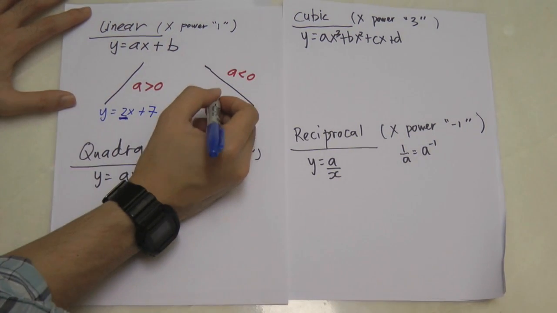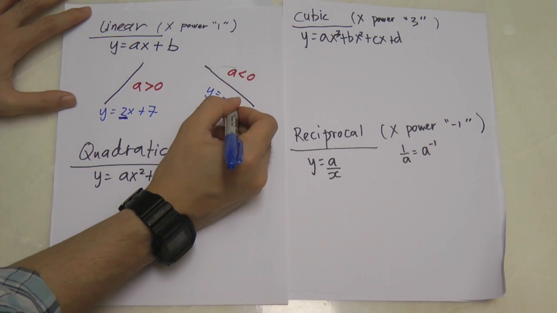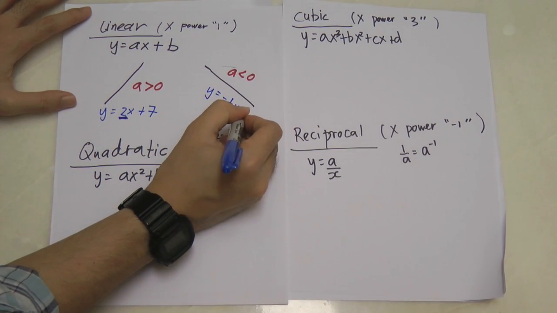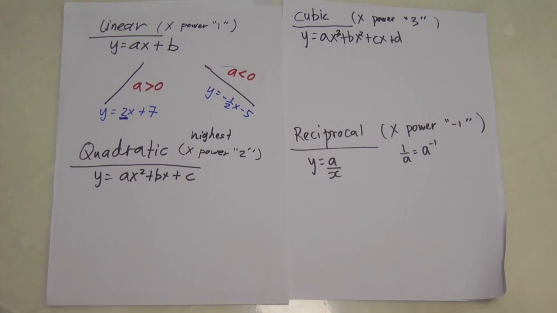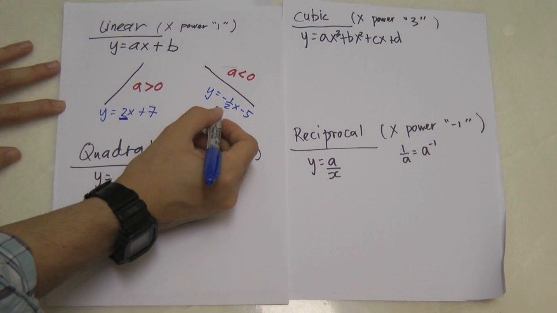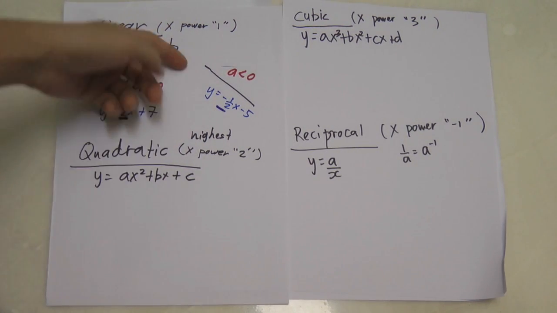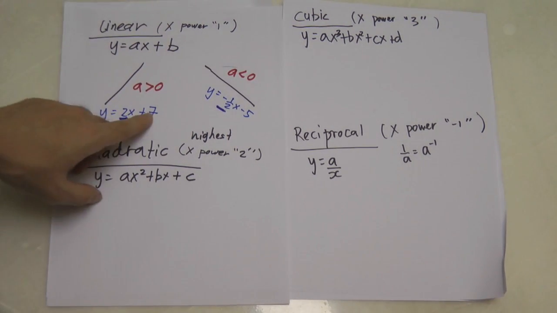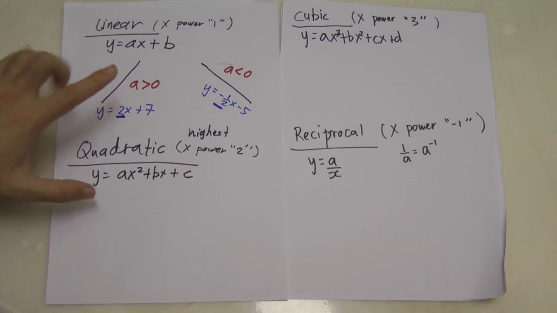For this one, let's say y equals negative 1 over 2x minus 5. Then the graph pattern will be like this because A is negative 1 over 2. Negative 1 over 2 is less than 0, isn't it? Even though it is a fraction, it's still less than 0, so the graph pattern will look like this. Of course, if you have learned about y equals mx plus c, you know the 7 and negative 5 are the y-intercepts. That one we will go to later. For now I want you to understand the pattern first.